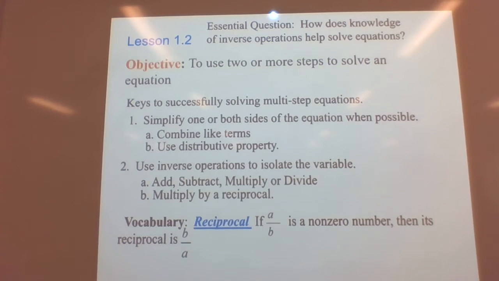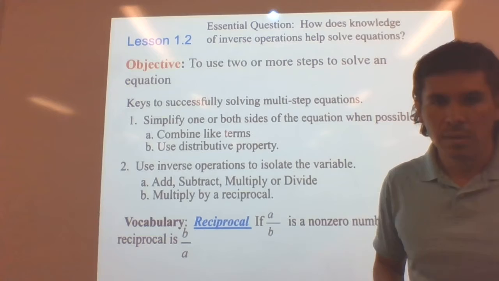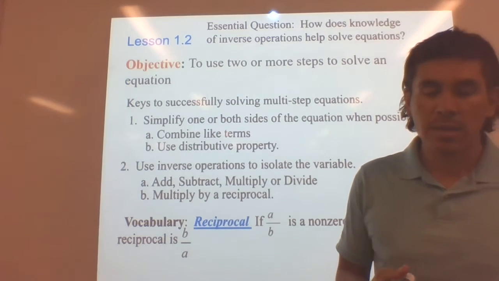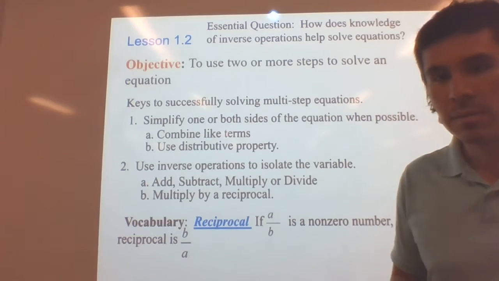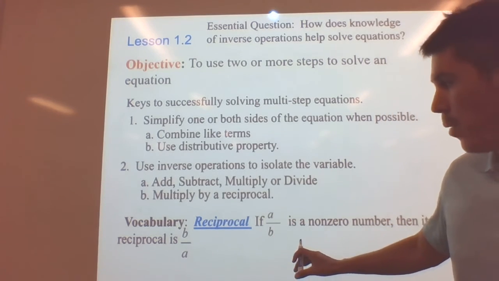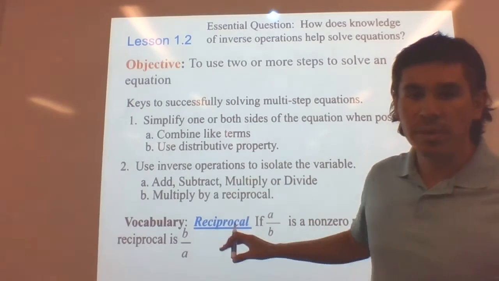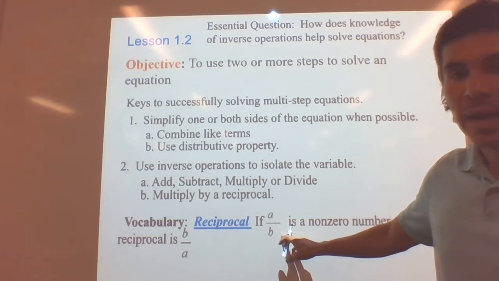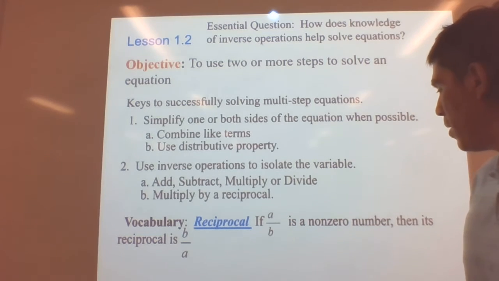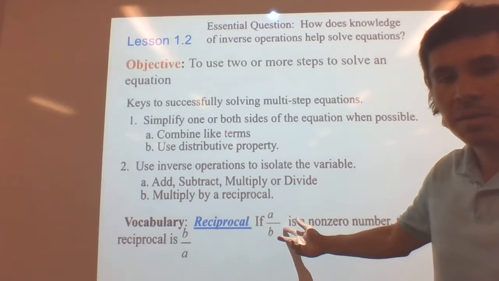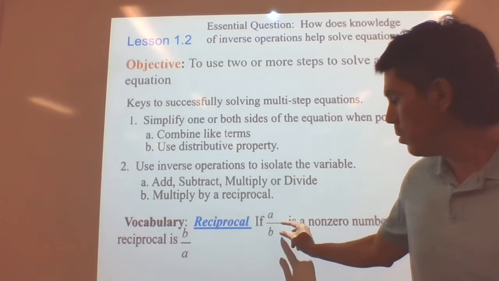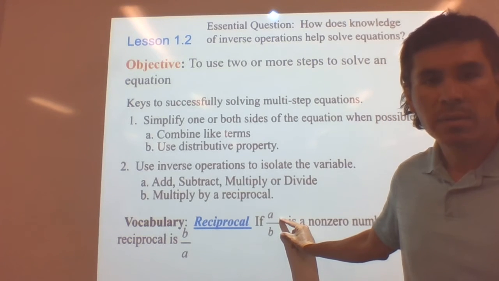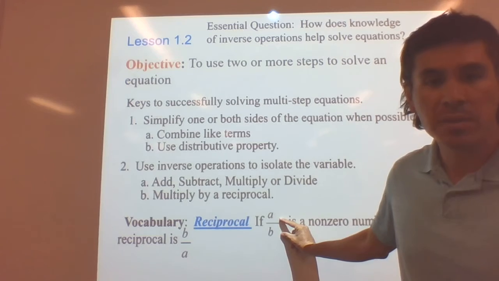And then what's new here is the reciprocal. You might have heard it in the past, it just means if you have a fraction, it's the opposite of that fraction. So here we have the definition, so make sure we remember this. And we have an example here. If a fraction is a over b, what's the reciprocal? Well, the reciprocal is going to be the inverted. Again, it's inverted, hence the inverse. So to undo a fraction, you do the inverse. What's the inverse of a fraction?